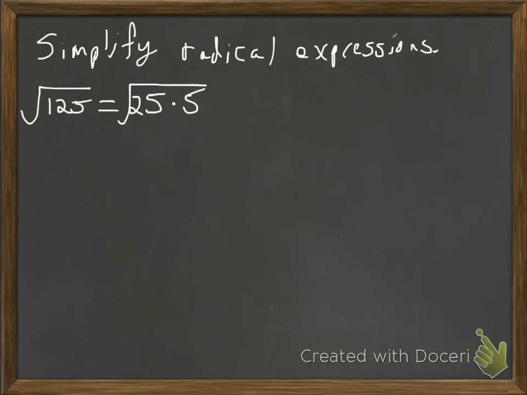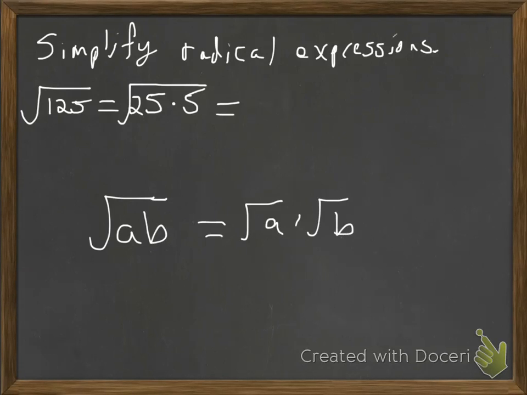Let's go ahead and rewrite this here. We're going to use a property of square roots: if we have the square root of a times b, it's going to be equal to the square root of a times the square root of b. Of course, the radicand is understood to be positive in this case. So we'll rewrite this as the square root of 25 times the square root of 5, and that'll become 5 square roots of 5.